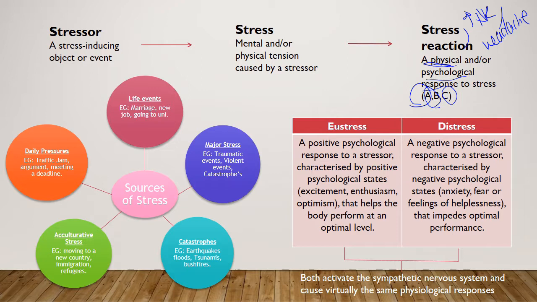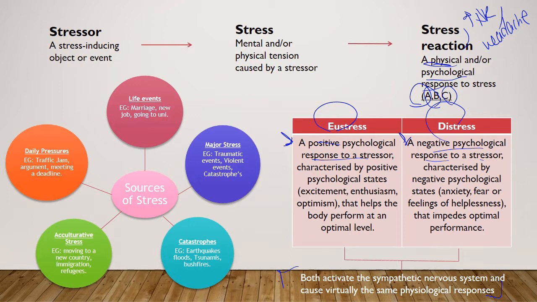So we have different types of stress. We have eustress, which is a positive psychological response to a stressor, and distress, a negative psychological response to a stressor. Remember, these are a psychological response to stress, and you need to make sure that these definitions are word perfect. They both activate the same sympathetic nervous system response, okay? So despite them being different psychological perceptions of the stressor, they both have a non-specific physiological response, i.e. they both elicit the same fight, flight, freeze response.